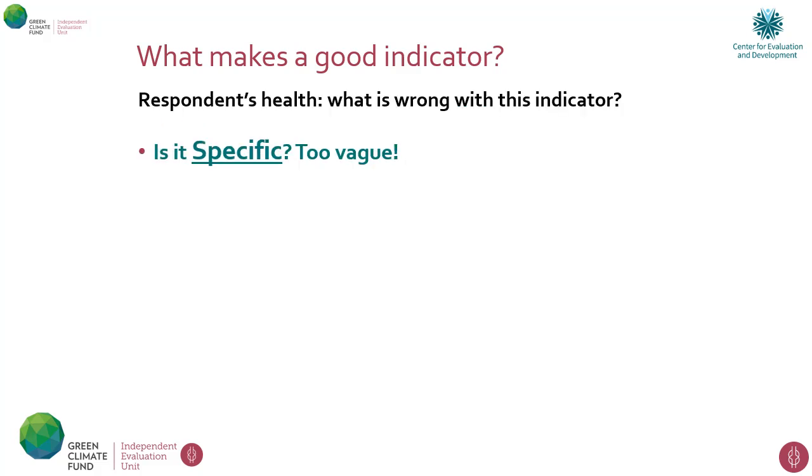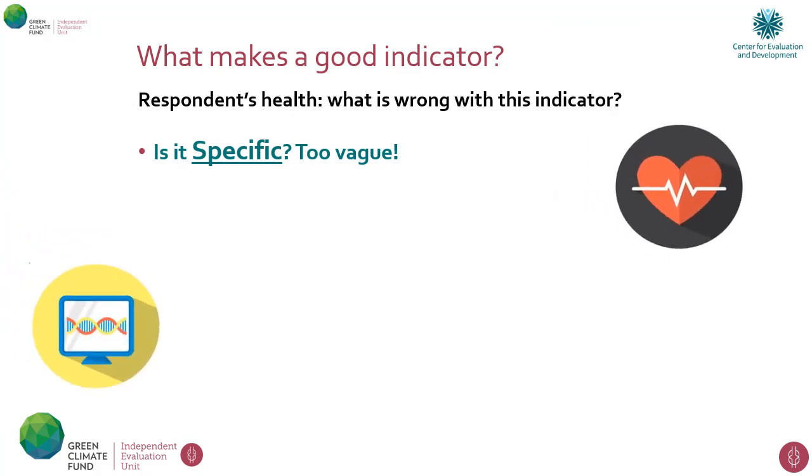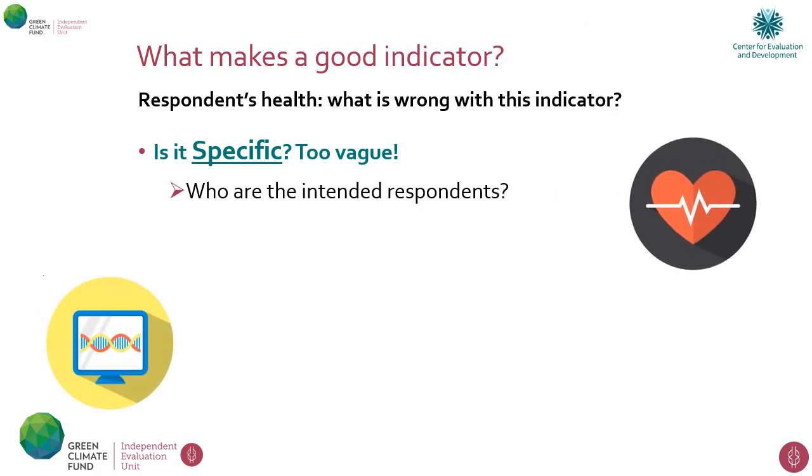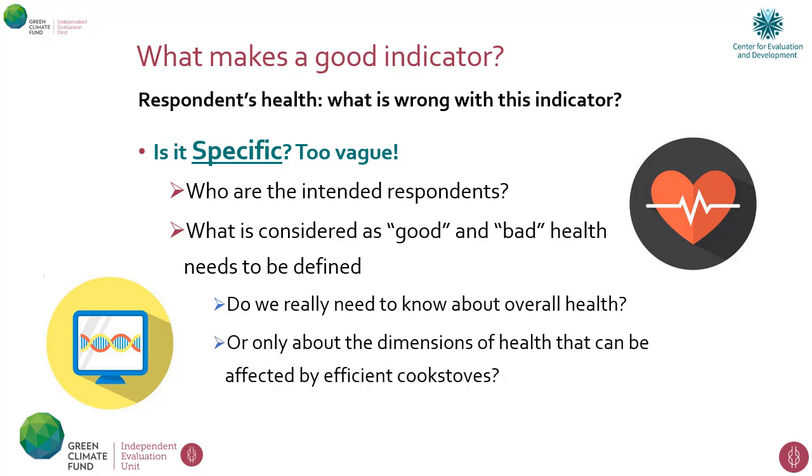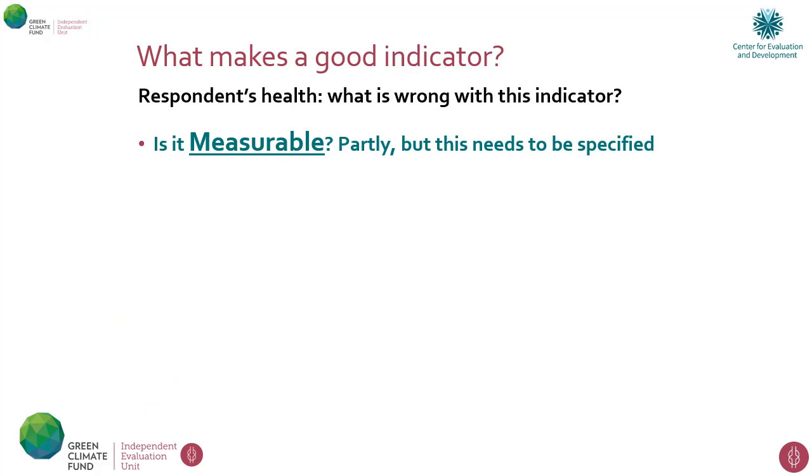Let's now go back to our example. Is respondents' health specific enough? Actually, no, it is too vague. Who are actually the intended respondents? What do we mean about health? What is considered as good or bad health? Do we really need to know about overall health, or only about the dimensions of health that can be affected by efficient cook stove? Let's move to the second SMART criterion.